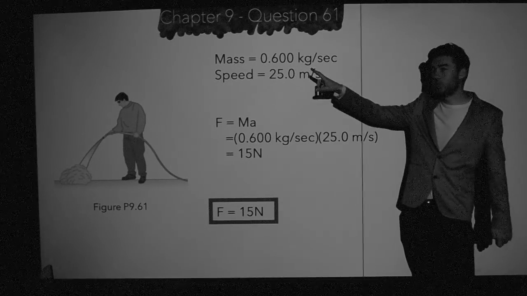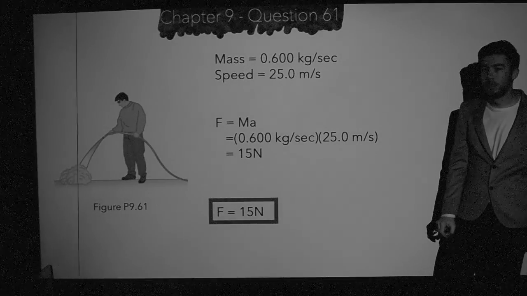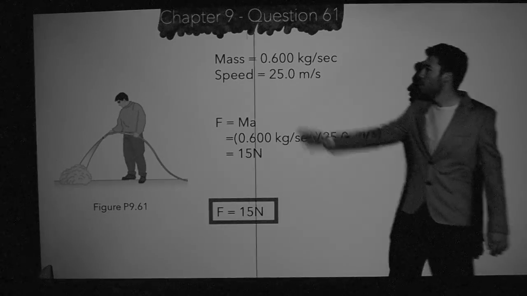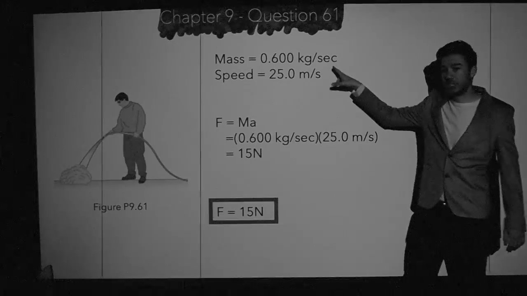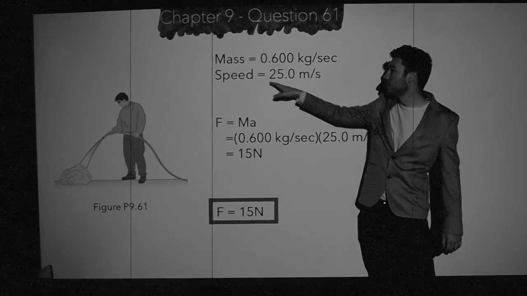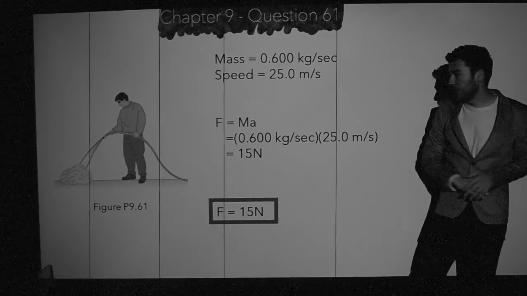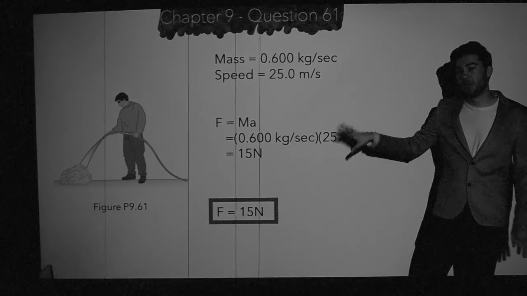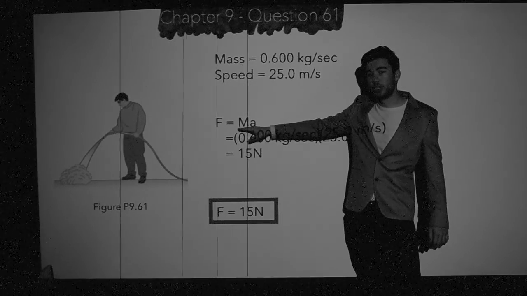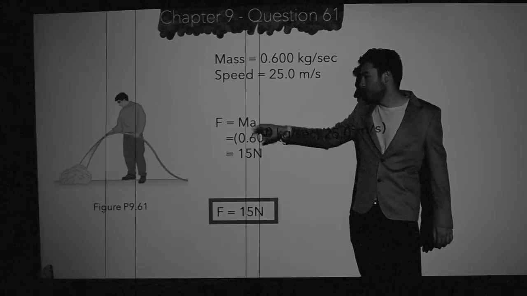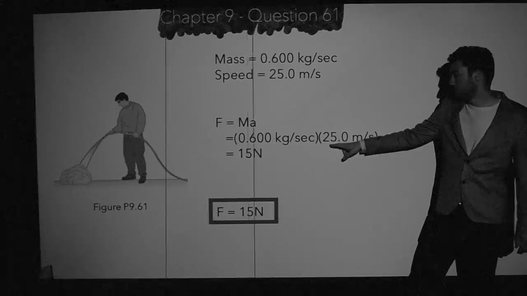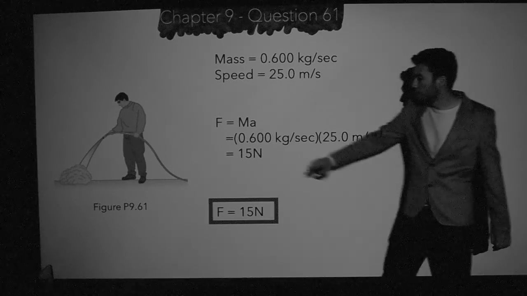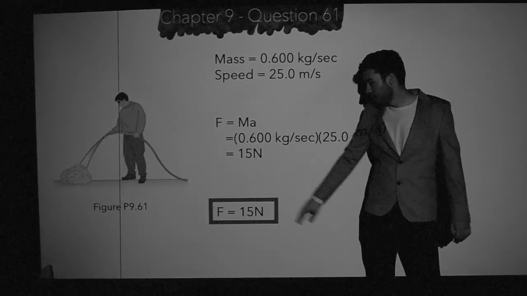So now let's move on to chapter 9, question 61. As stated in the question, our mass flow is 0.6 kilograms per second, and our speed is 25 meters per second. This question is actually very simple because we're just going to use the equation we know, force equals mass times acceleration. So it's 0.6 kilograms per second times 25 meters per second, which is just going to equal 15 newtons. And that's our answer.